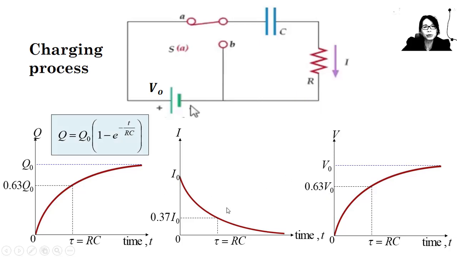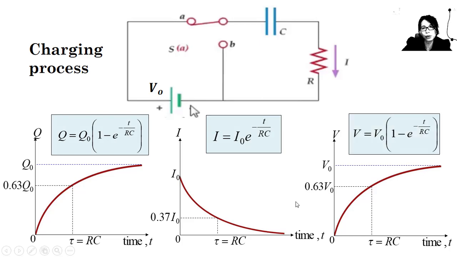We can represent the three curves with the following equations. The charge at any time can be calculated by using Q equals Q0 times the bracket 1 minus e to the power of negative t over RC. The current at a particular time can be related to the maximum current using this equation, and the voltage at a particular time can be related to the maximum voltage by using this equation.